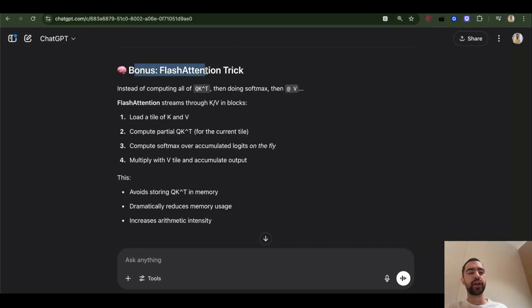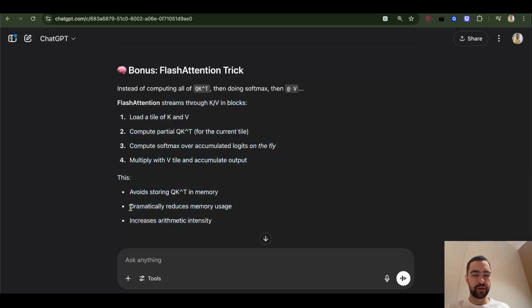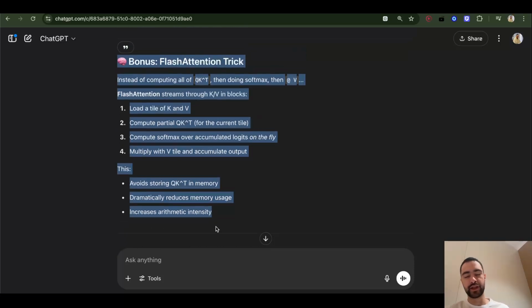And then a bonus trick that Flash Attention does: instead of loading the entire query and key into memory, they load chunks or tiles and then process and calculate them. This is going to dramatically reduce memory usage. So if memory is your bottleneck, you can use this trick. You can ask ChatGPT to explain further and give examples if you're interested.